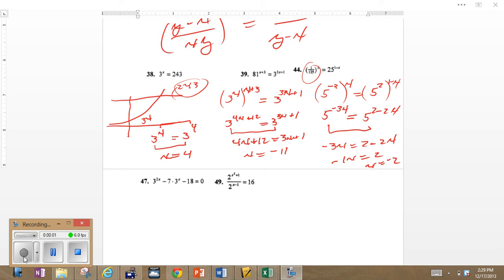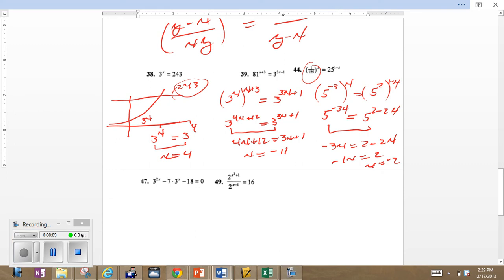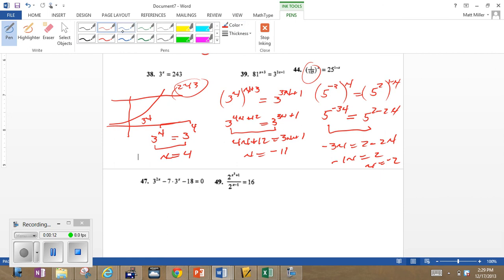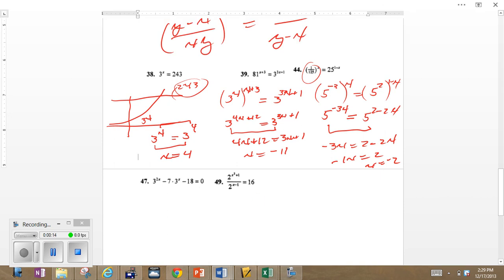Let's look at these last two exponential equations. In this, I want to do 49 first. Again, this part of the expression wants to be simplified. What do we have? We have 2 to the power x squared plus 1 over 2 to the power x minus 1. Well, that means it's division, which is subtraction. So x squared plus 1 minus the power of x minus 1. And 16, of course, is 2 to the 4th.